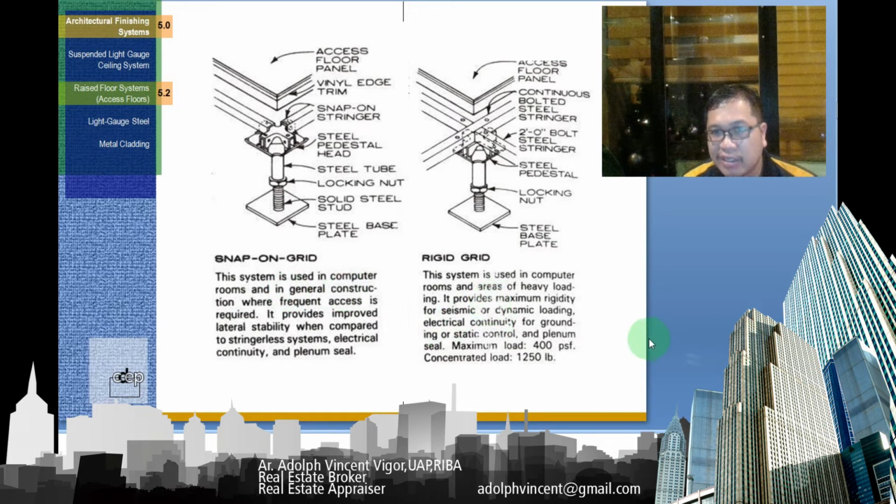Then you have here the rigid grid. So this system is used in computer rooms and areas of heavy loading. So it provides maximum rigidity for seismic or dynamic loading, with electrical continuity for grounding or static control, and plenum seal. So the maximum load is 400 square foot, and the concentrated load is around 1,250 foot. So I think you could use this in areas where there is a lot of heavy computer equipment.